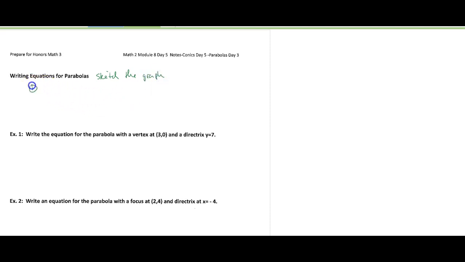Now one thing you have to understand is the equation of a parabola is either y equals 1 over 4p times x minus h all squared plus k, or if it opens left or right, we would have x equals 1 over 4p times y minus k all squared plus some h. No matter what in these equations, number one, we need the vertex, because that gives you your h and your k.